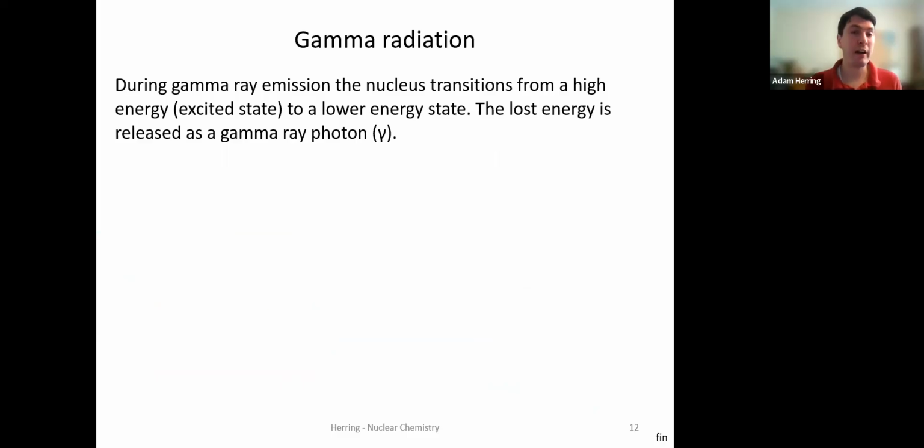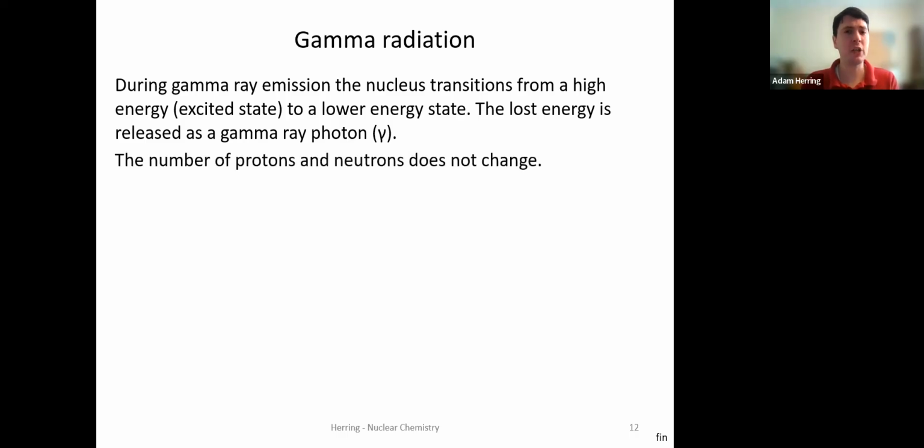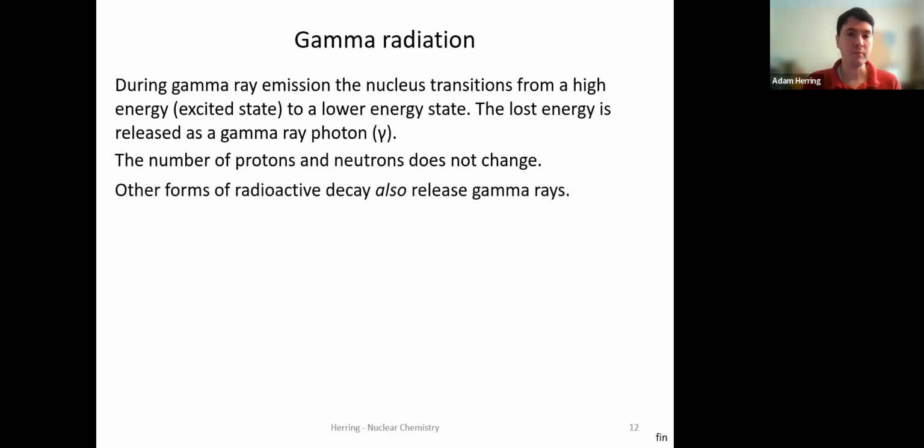Let's now talk about the final aspect of radiation that we're going to discuss, and that's gamma emission. This occurs when the nucleus of the parent atom is at a very high energy state and it drops down to a lower energy state. This emits radiation in the form of pure energy. Since it's just energy, the number of protons and neutrons does not change. And this form of decay actually accompanies other forms.